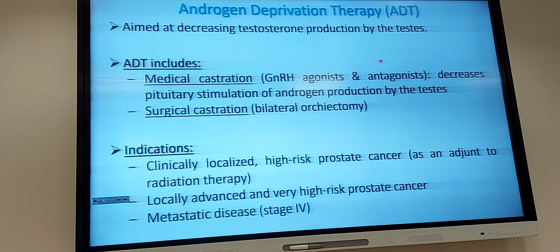And indications: clinically localized high risk prostate cancer as an adjunct to radiation therapy. Again, the main treatment is radiation therapy when it's localized. Other indications are locally advanced and very high risk prostate cancer, or metastatic disease. The major role comes in metastatic disease.